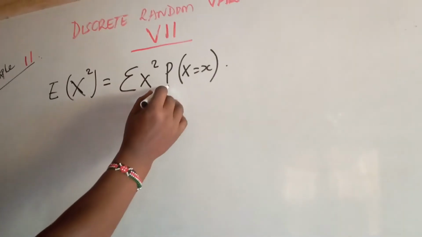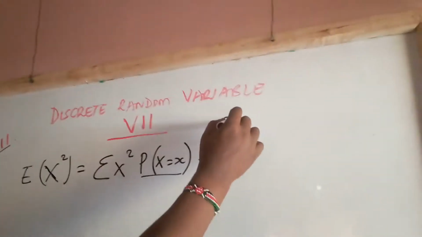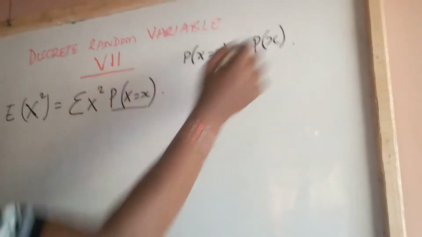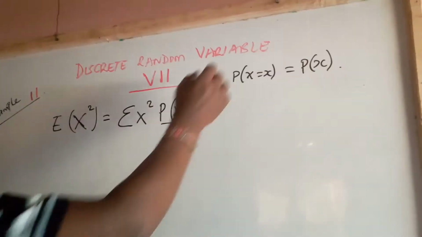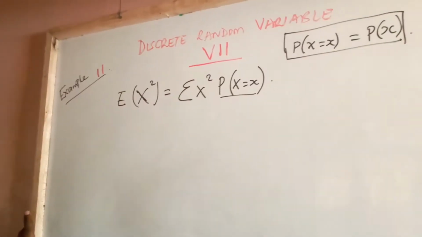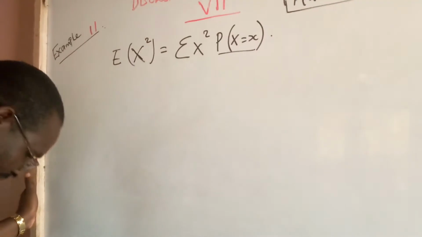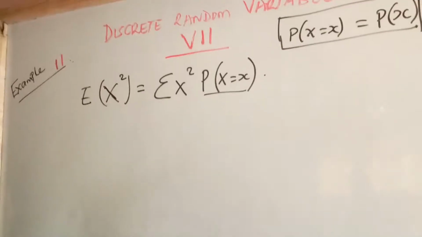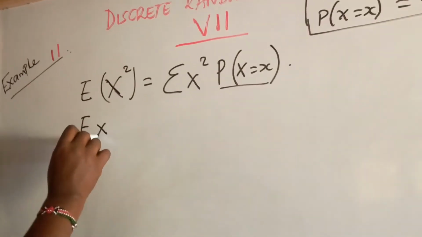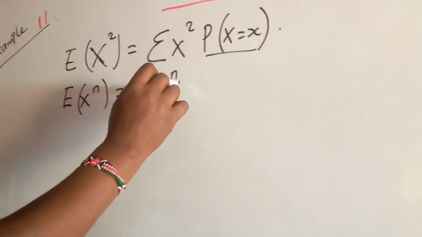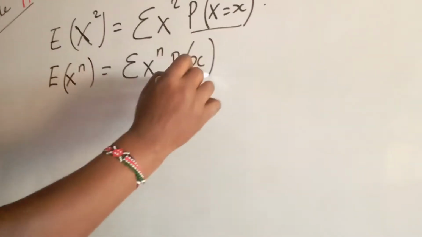And remember, we said this part, the probability of X equals x, is the same as the probability of small x. That one, don't forget. At the end of the day, we should be able to recognize that we have x squared here, and in the table we must capture that. This is an example of a more general rule that the expected value of x raised to power n is sigma x raised to power n times the probability of x.